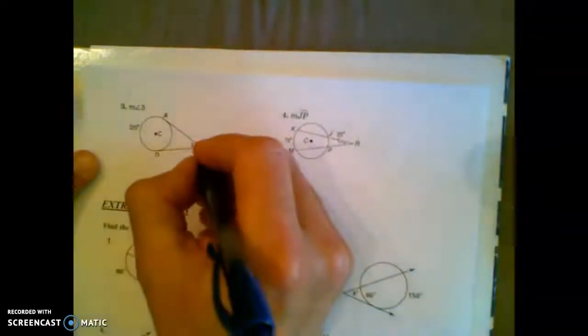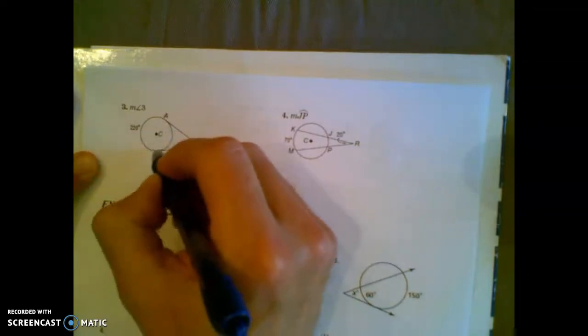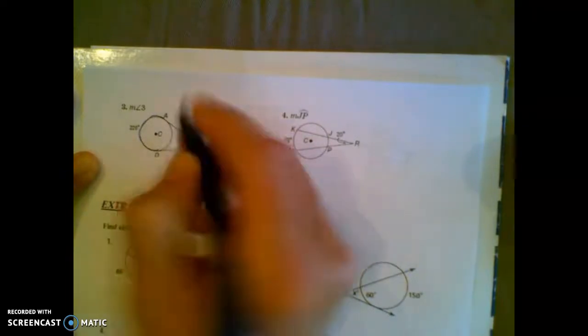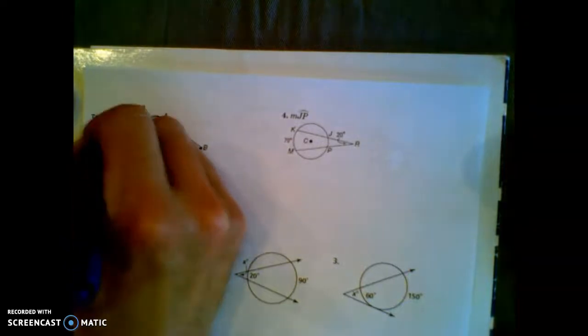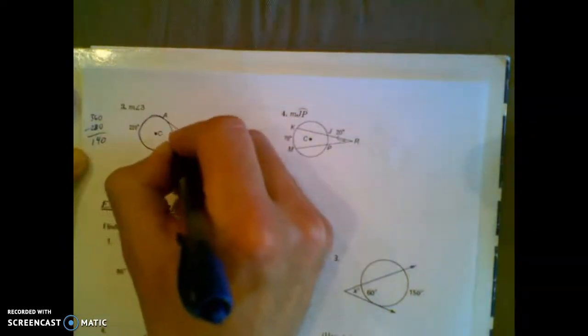Over here, intersections on the outside again. Part of the circle is 220, that's this arc right here. I can get this remaining arc by doing 360 minus 220, so 360 minus 220. So that is 140. So this is a 140 degree arc right here.